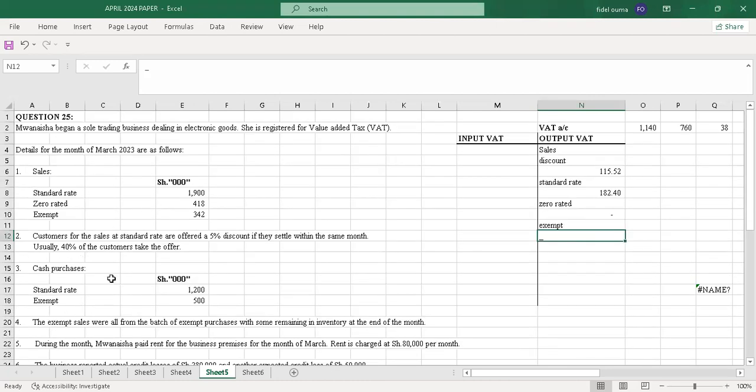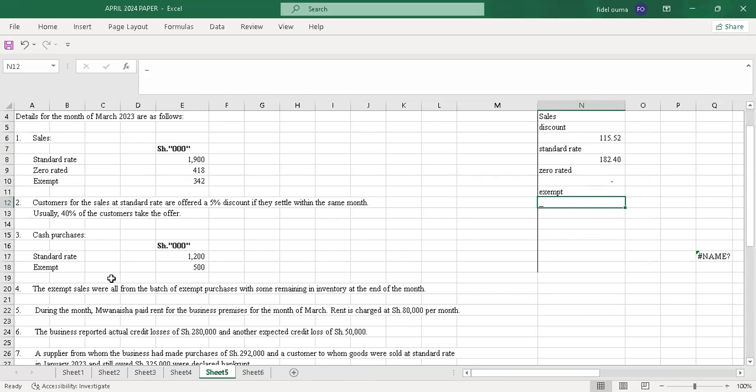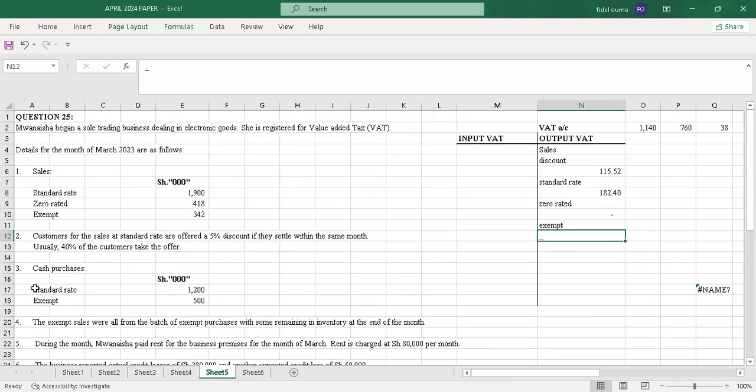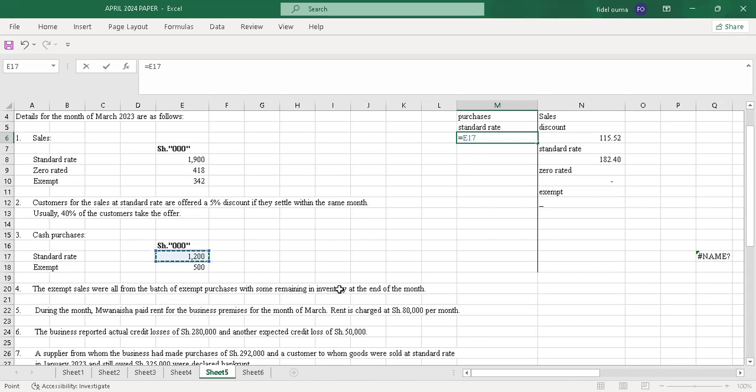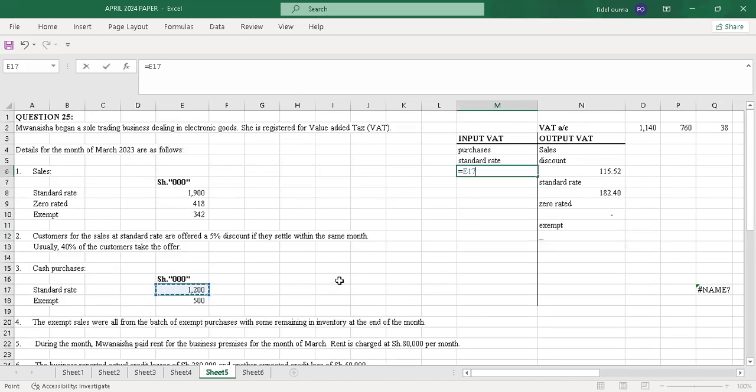So I'll go to additional information number 3. We have cash purchases, and we are told that standard rate was 1200, exempt 500. So purchases are input. I just come here and write purchases. Then I'll start with the standard rate. The amount will be times the VAT, which is 16%. There was no adjustment on that, and I'll multiply by 16%.